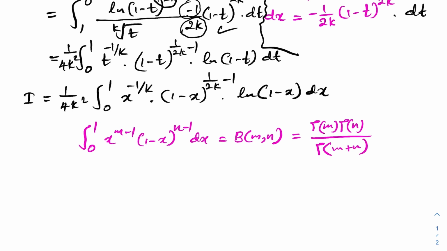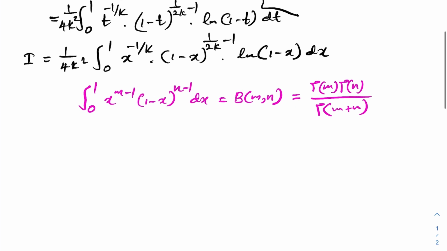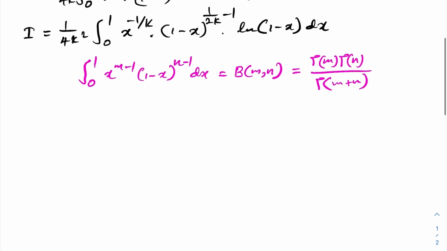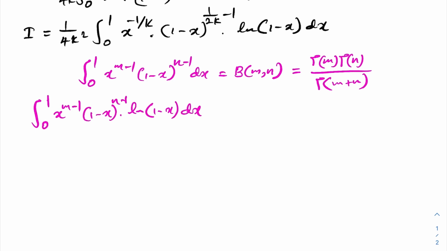Okay, then I'm going to differentiate both sides with respect to n. So with respect to n, we have the integral from 0 to 1 of x to the m minus 1 times (1 minus x) to the n minus 1 times natural log of (1 minus x) dx, and on the right hand side we have the gamma function.